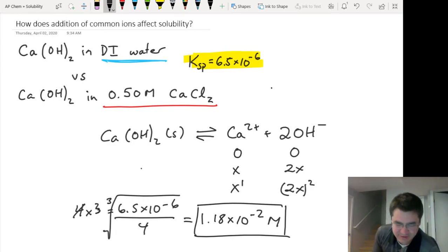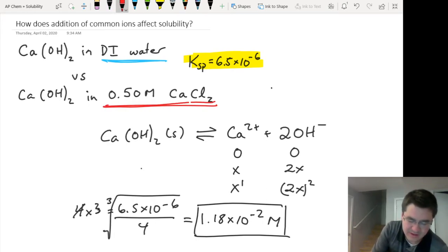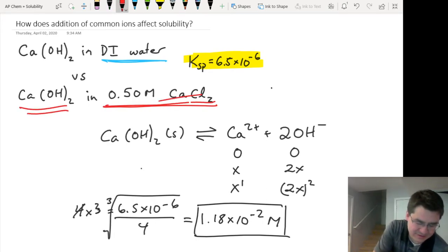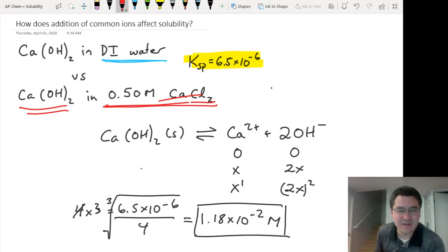But I want you guys to think through, and we're almost done for today. What would happen if, instead of distilled water, I had a solution of calcium chloride, and then I sprinkled in some of this calcium hydroxide solid and tried to dissolve it? Would more or less dissolve, do you think? And why? Less. Yeah, the space is taken up.